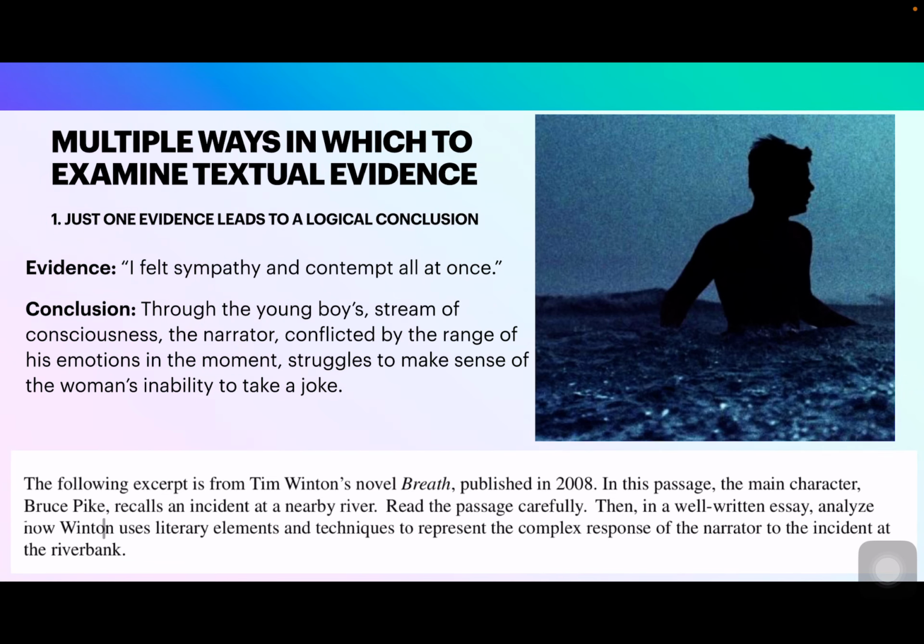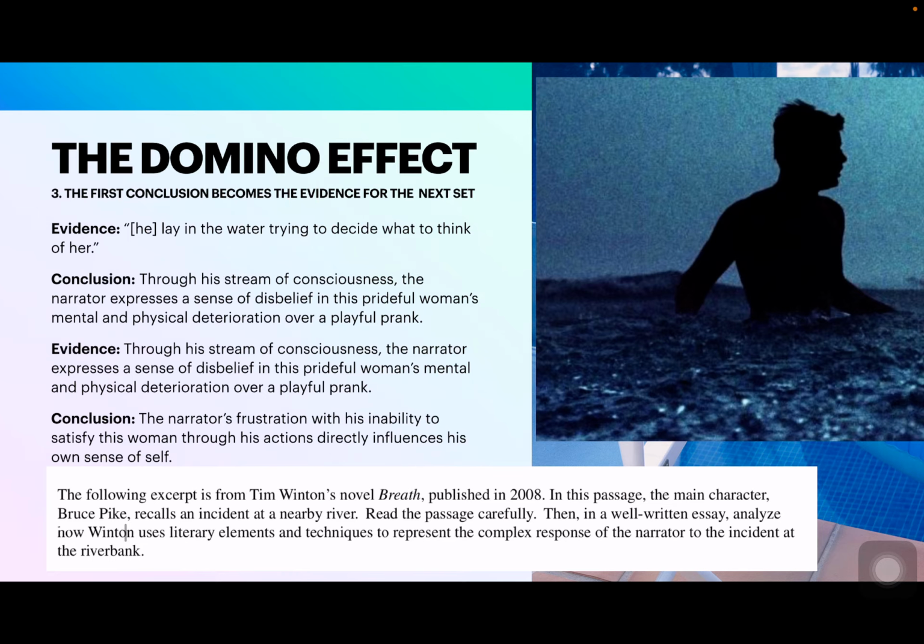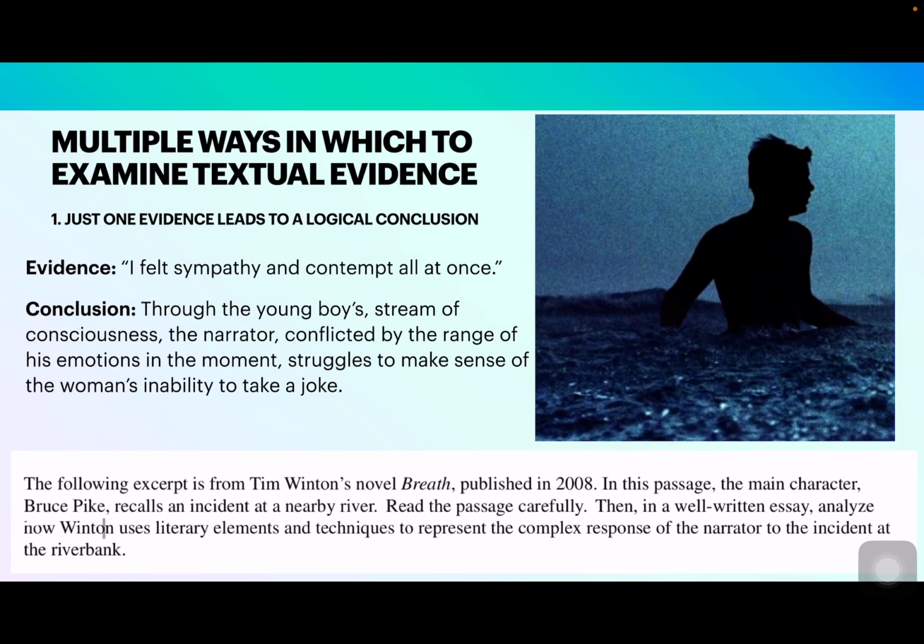So here is the prompt, and a lot of the slides look similar. I'm going to go through them, but I do want you to know they are different. For example, at the very bottom of the screen, it says the following excerpt is from Tim Winton's novel Breath, published in 2008. And in this passage, the main character, Bruce Pike, recalls an incident at a nearby river. Read the passage carefully, then in a well-written essay, analyze how Winton uses literary elements and techniques to represent the complex response of the narrator to the incident at the riverbank. Notice that they always say complex response because oftentimes, maybe it's conflicted.